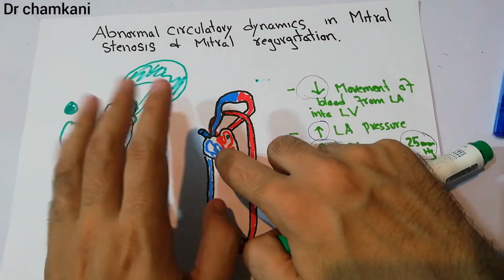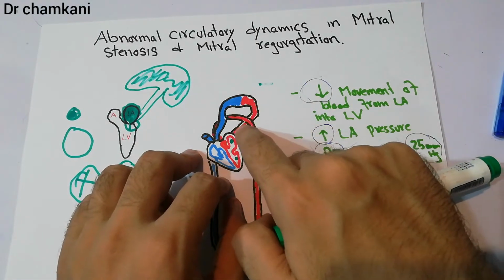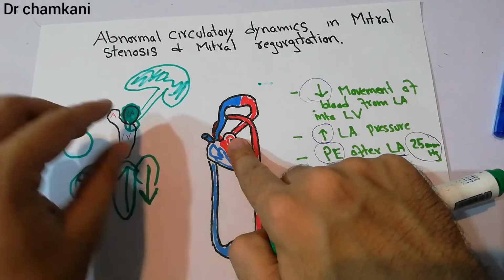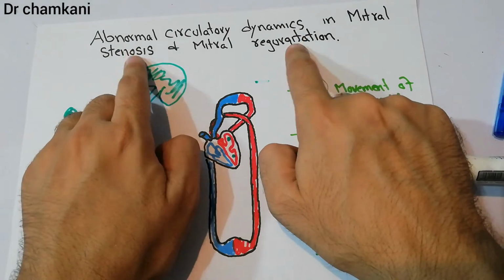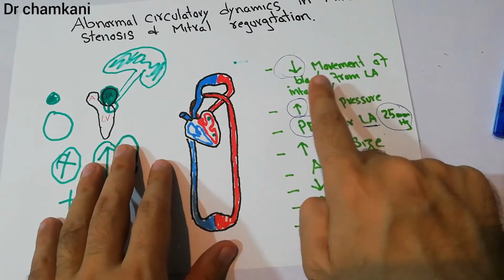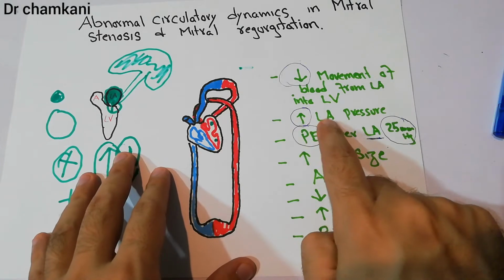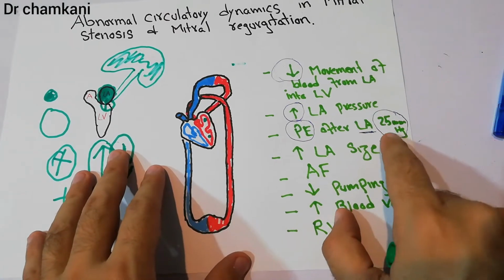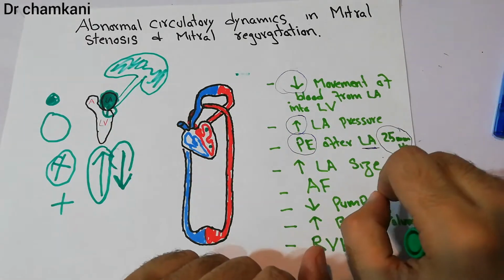Due to the low pressure on the right side of the heart, the pressure in the lungs is not sufficient to bring all the blood into the left atrium, because pooling of blood is occurring in the left atrium due to stenosis or regurgitation or both conditions. So initially there is decreased movement of blood from the left atrium into the left ventricle, then there is a slow and gradual increase in LA pressure. Once the pressure in the left atrium increases above 25 millimeters of mercury, pulmonary edema starts to occur.